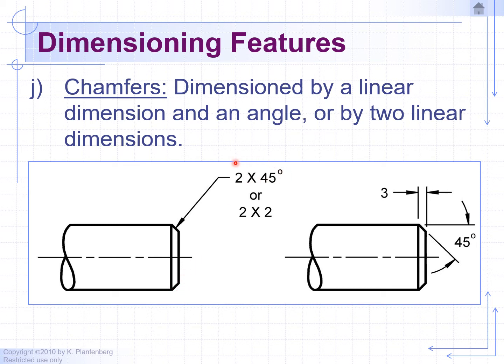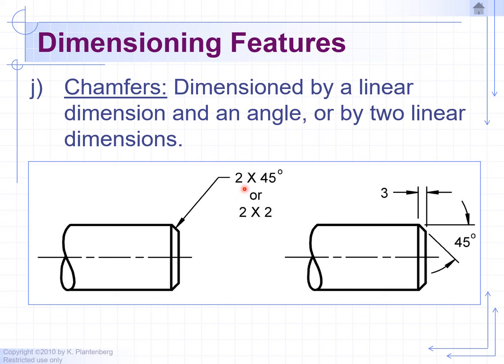So that's one way of calling it out, 2 by 45, or you'll get the same result if you call it out as 2 by 2. From this imaginary intersection point to here is 2 units, and back from the intersection point to this point is also 2 units. So you can call it out either way. Either you can say 2 by 45 degree chamfer or 2 by 2. You end up with the same result.